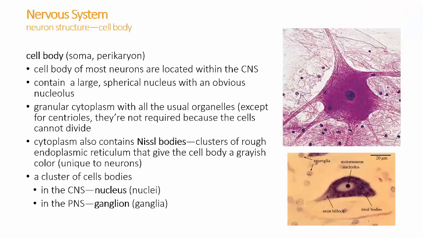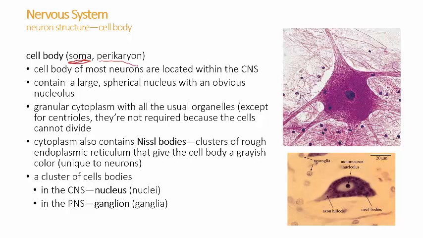Okay, so let's take a look at the cell body first. When we looked at neurons in chapter 5, when we were studying the tissues of the body, it was the cell body that we were looking for that really helped us to find an individual neuron. The cell body can also be called the soma. Soma is Latin for body, or perikaryon. Two other terms for it.